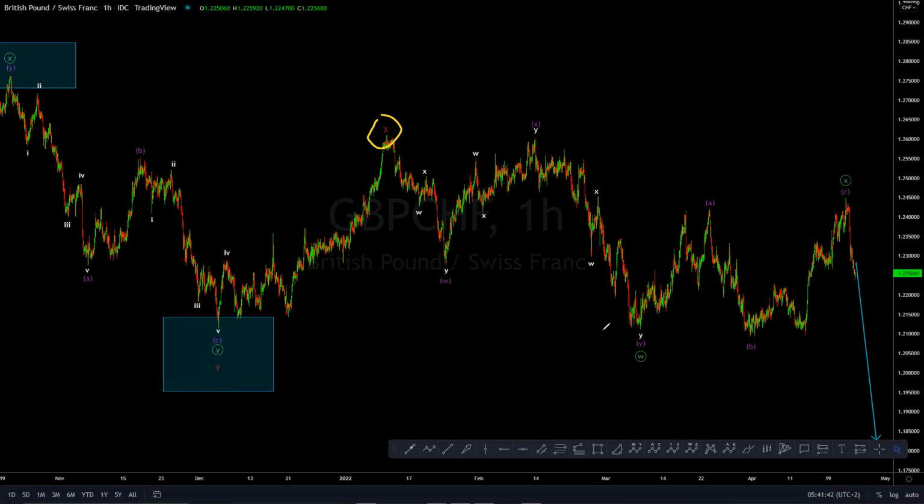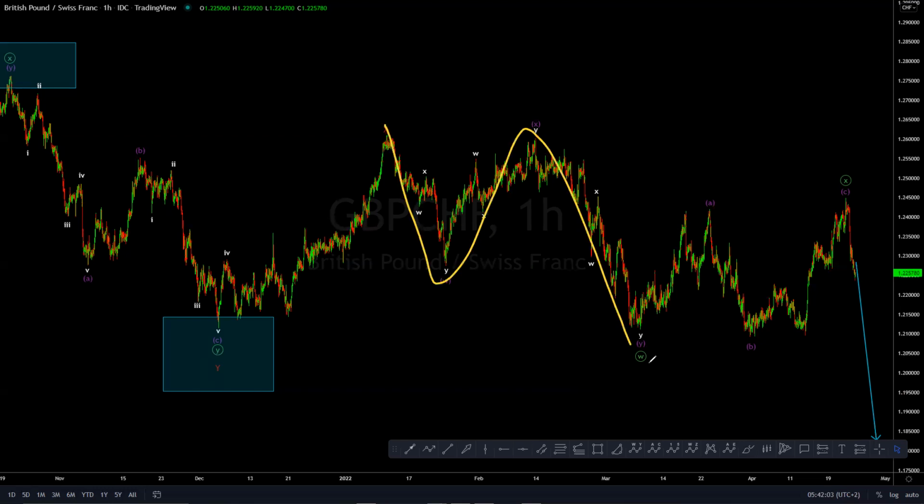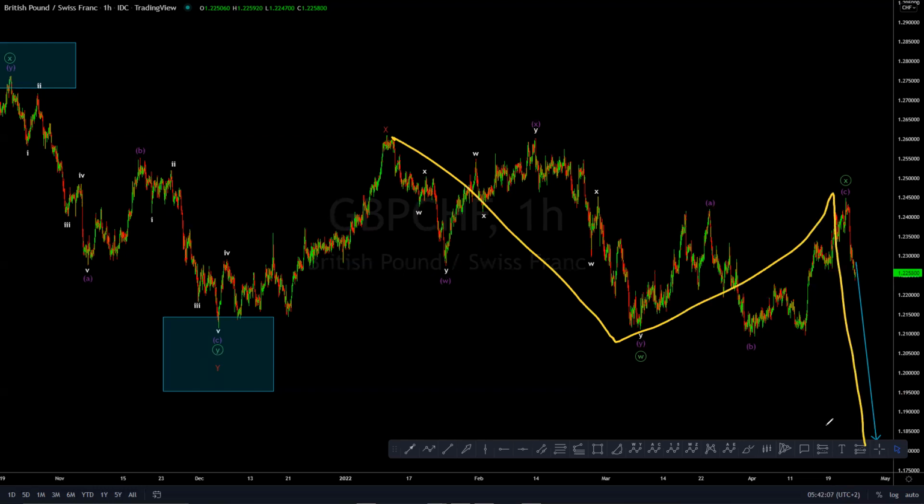The question is, could the Z be done here? Could we have our Z in red there? Or could it be that we have our W in green, X in green, and we are going for Z lower? So 2 scenarios. Z could be done here, or Z still has to complete somewhere lower.